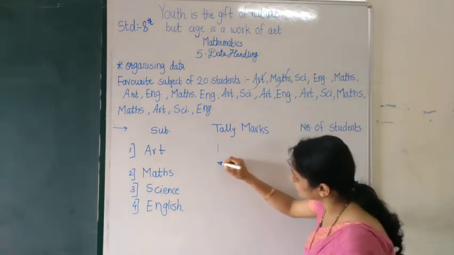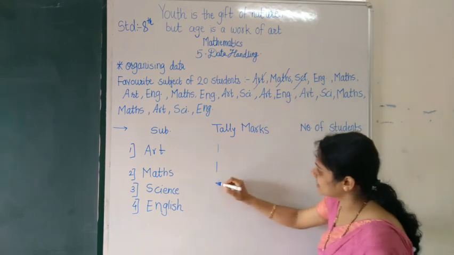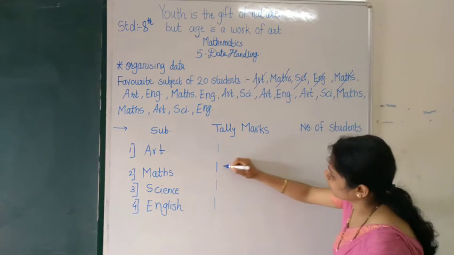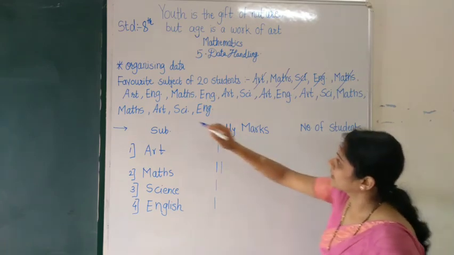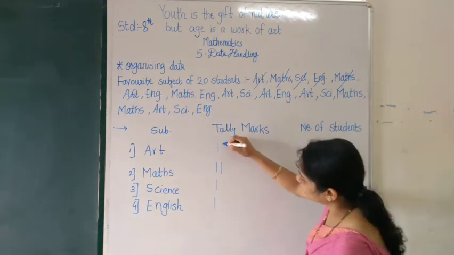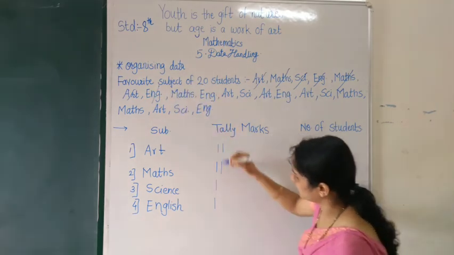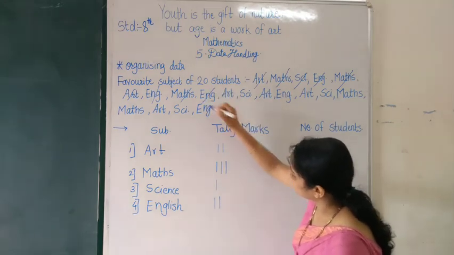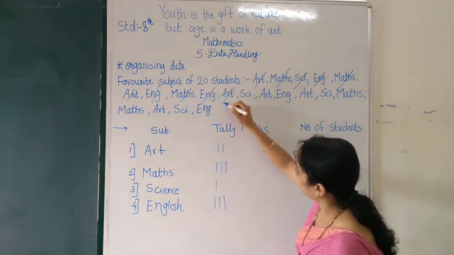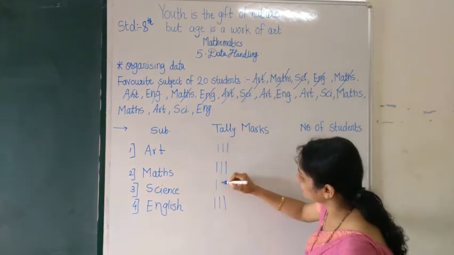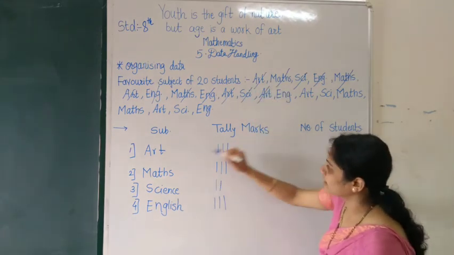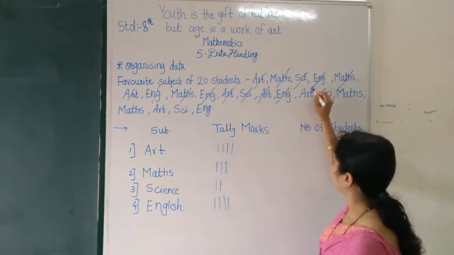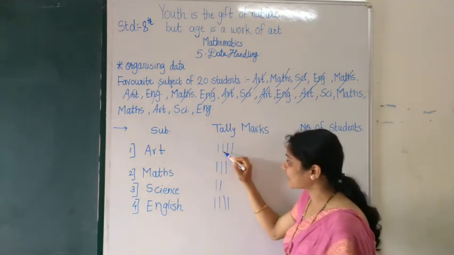Maths, okay, where is Maths? Here, Maths. Science, Science. English, English. Maths, again I will draw here Maths. Then Art, so I will draw here Art. English, English. Maths, Maths. English, English. Art, Art. Science, Science. Art, in the Art column I will draw here. English, here is English. Art.